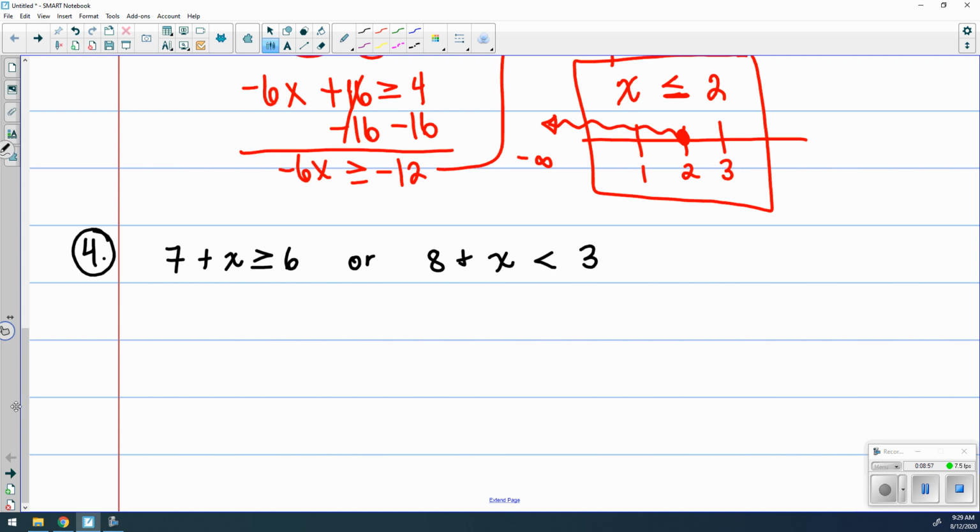So this is where I'm going to stop the video. You can go ahead and attempt this on your own. Try to solve it. Try to graph it on the number line. We're going to pick up here tomorrow. In the meantime, try it if you'd like.